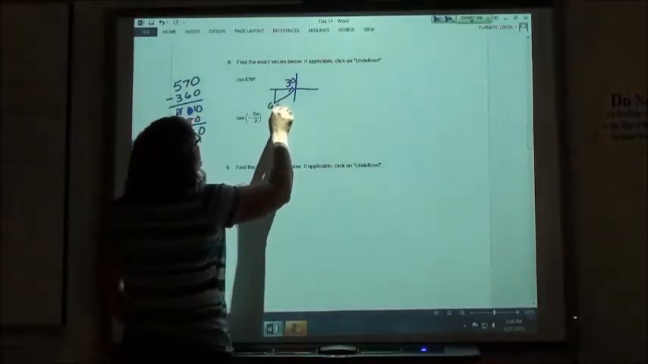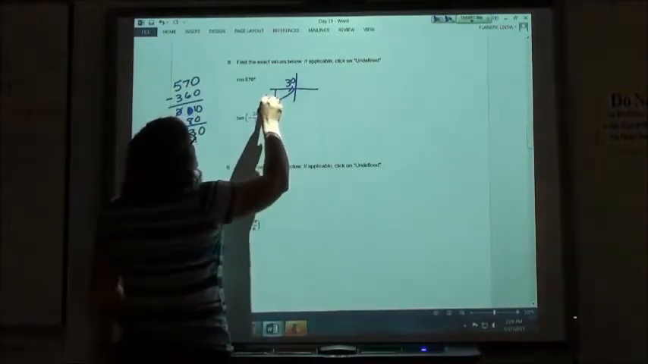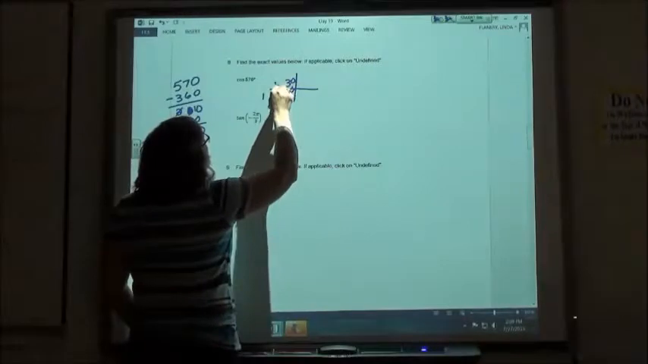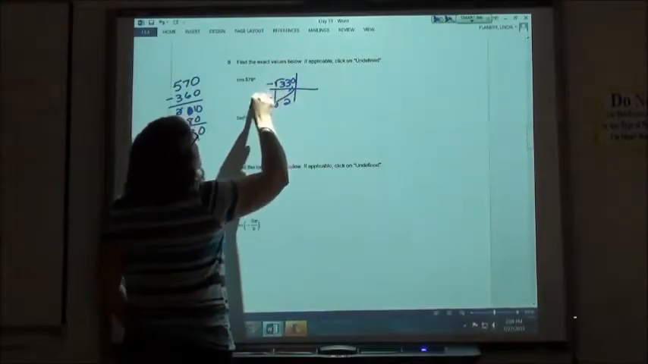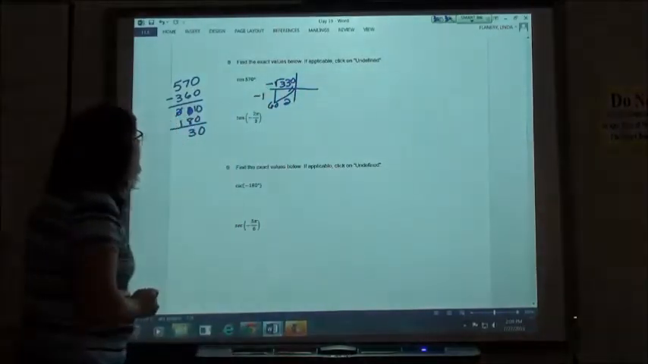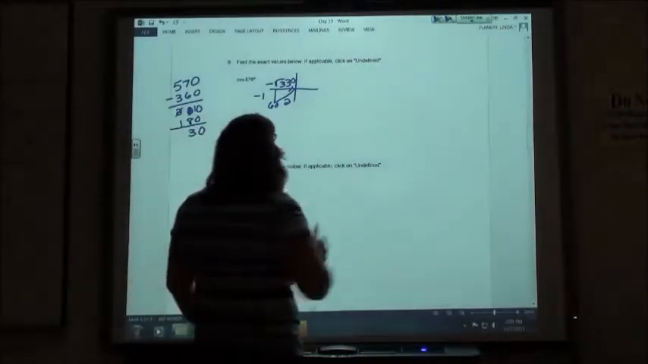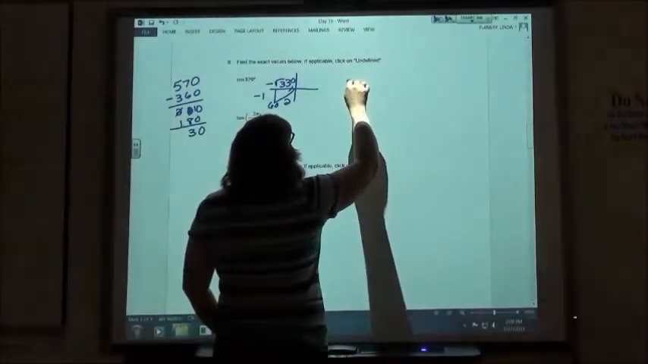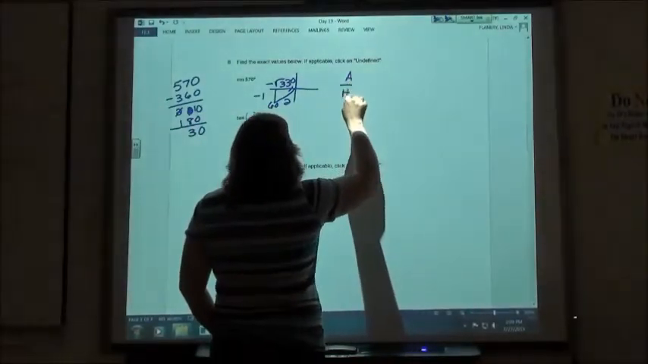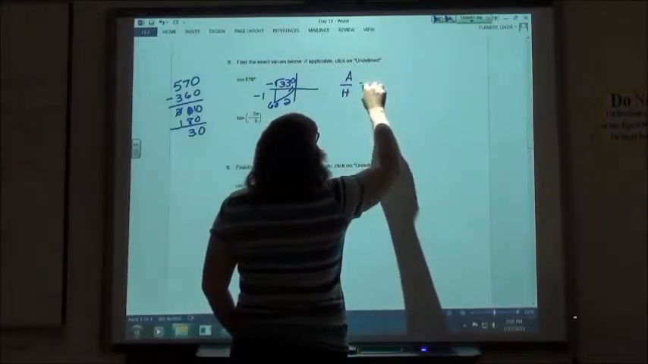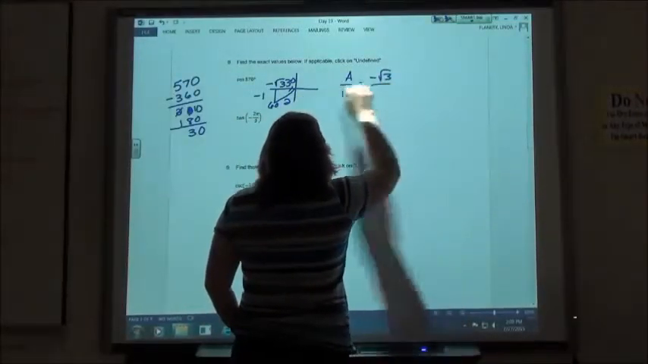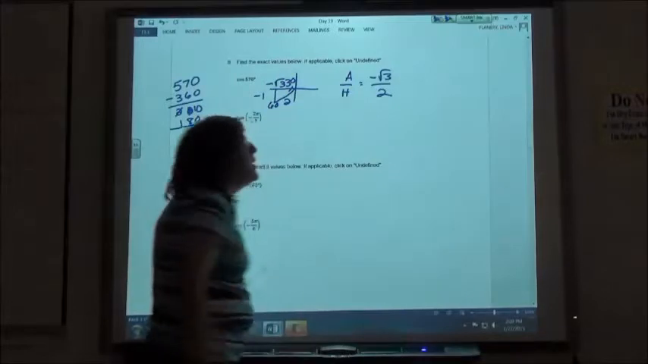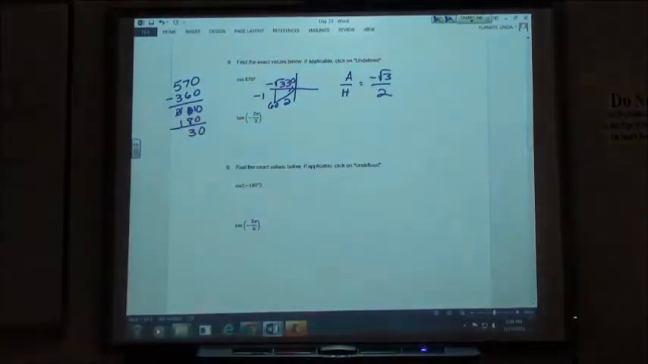So over here would be my 60-degree angle. So 1, 2, square root of 3, that would be negative, that would be negative. So for my cosine, I have the adjacent over the hypotenuse. The adjacent is negative square root of 3, the hypotenuse is 2, so I just get negative square root of 3 over 2.